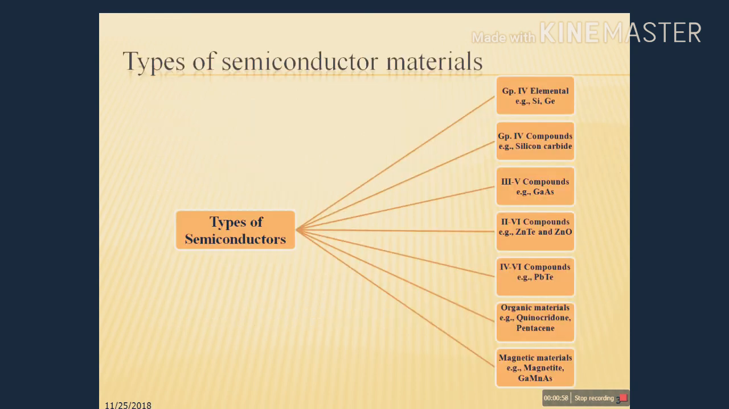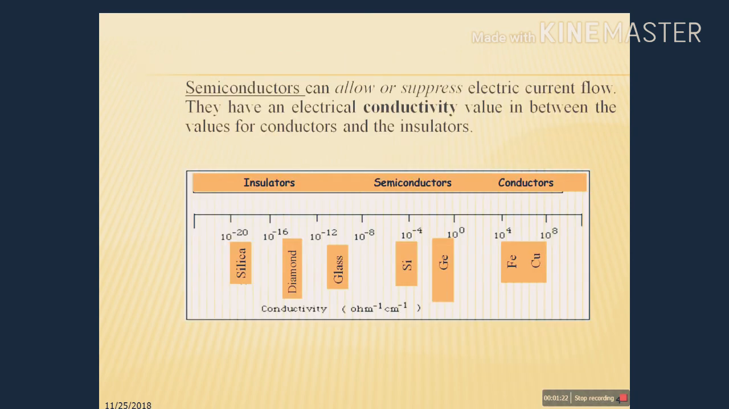Now, types of semiconductor materials. Semiconductor materials are found in elemental as well as compound form. In elemental form, we have silicon and germanium, and in compound form, gallium arsenide and its alloys. Semiconductors can allow or suppress electric current flow. They have an electrical conductivity value in between values of conductors and insulators. That is why we call them semiconductors.